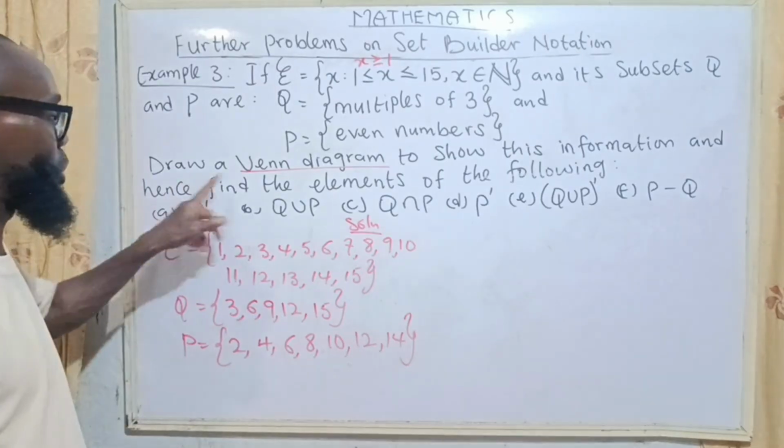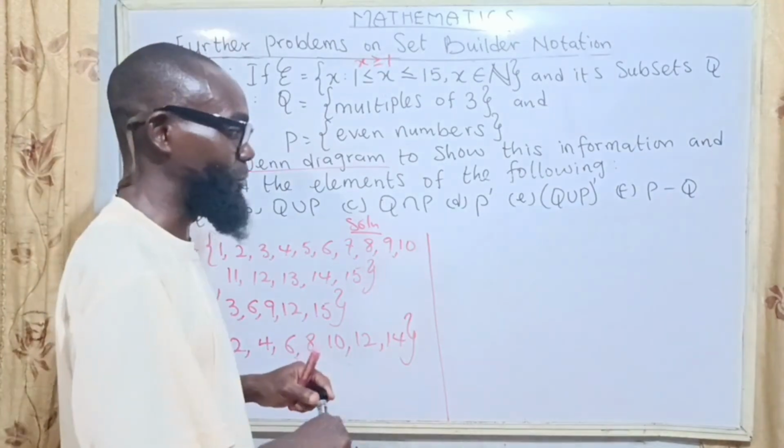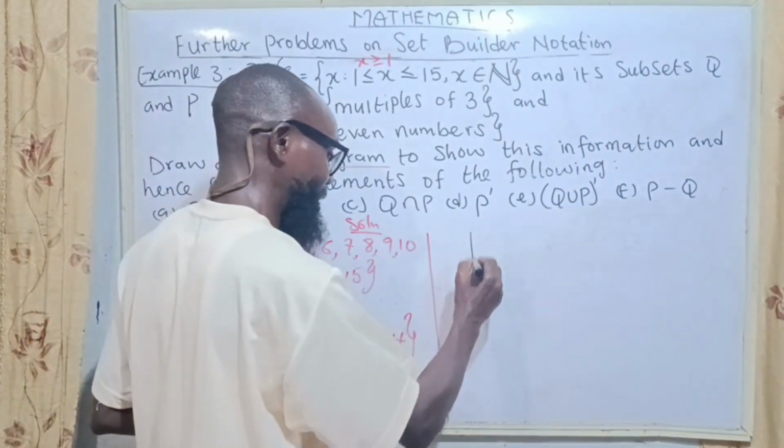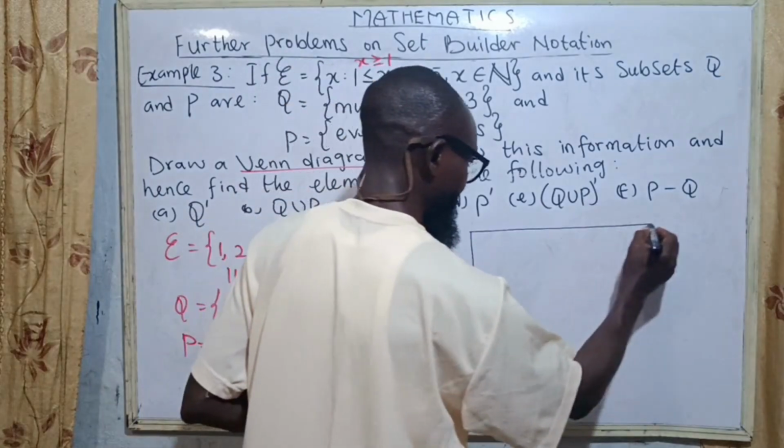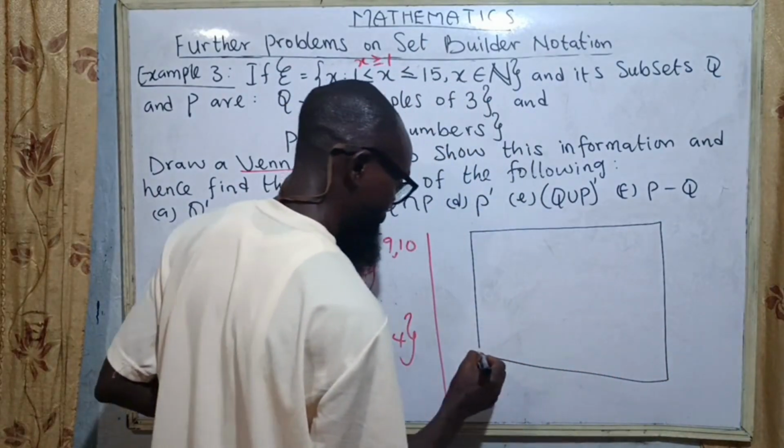Now, let us show our Venn diagram. To show the Venn diagram, let's draw the larger box, which is the Venn diagram here.